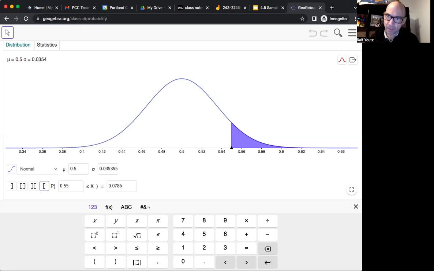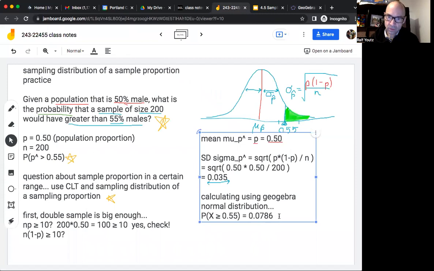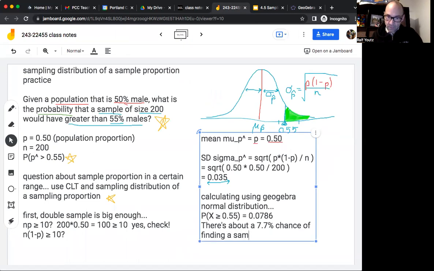Let's head back to here and just put our conclusion. There's about a 7.7% chance, just rounding off that result, of finding a sample of 200 people with greater than 55% men.